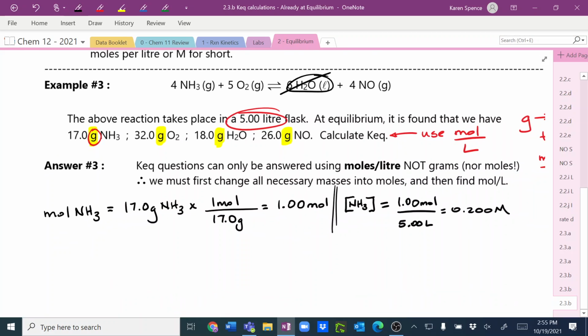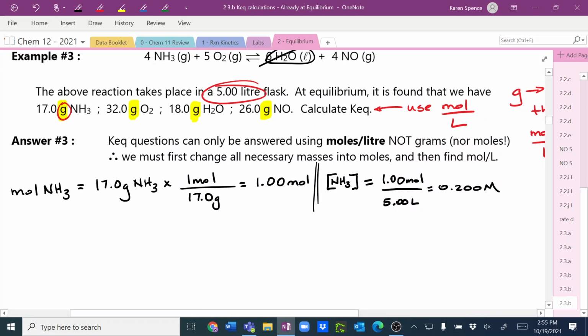We're going to repeat that process for our oxygen. It's pretty much the same thing. It's 32. It's going to be 0.200. I like to be thorough, so I'm going to write the whole thing, but that's me.